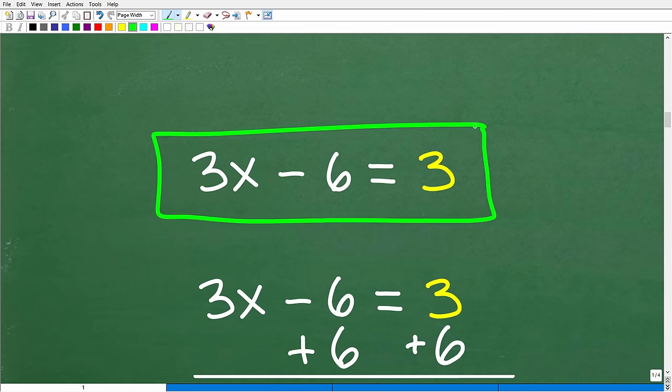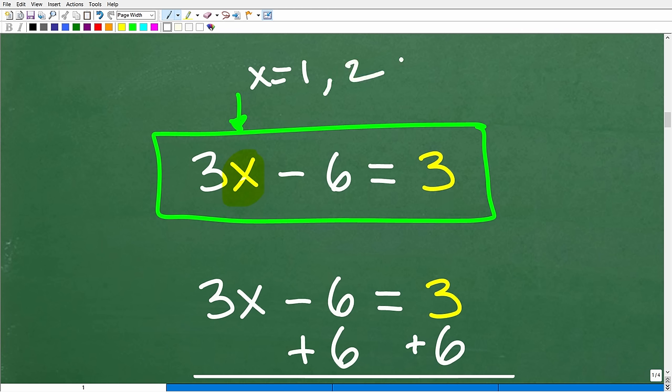Now, even if you didn't know basic algebra, what you could do is just start plugging in numbers here, right? So hopefully you understand what 3x means. This means 3 multiplied by some number. So you might be able to plug in some numbers here. X is equal to 1. Well, let's see here. That would be 3 times 1, so 3 times 1 minus 6. No, that's going to give me a negative 3. That's not equal to 3.